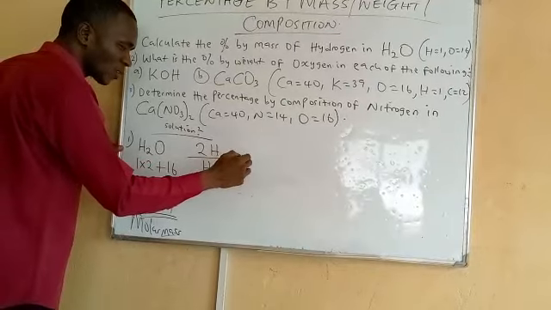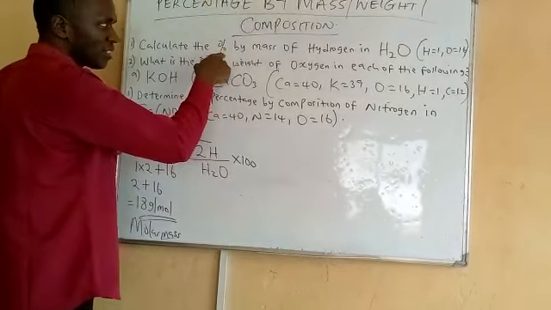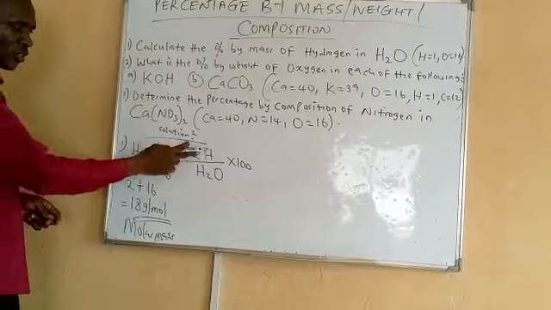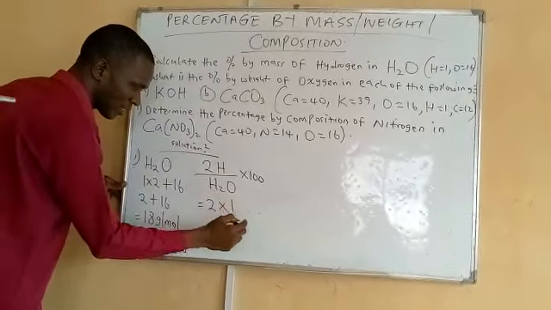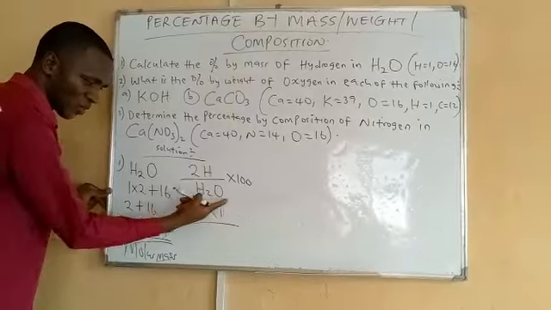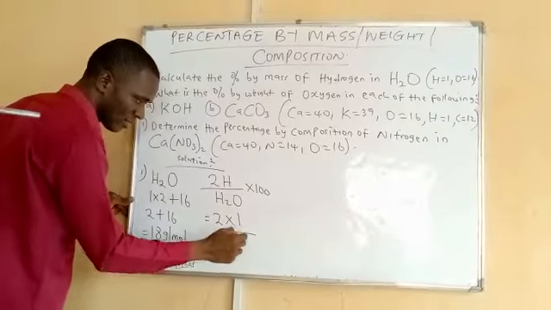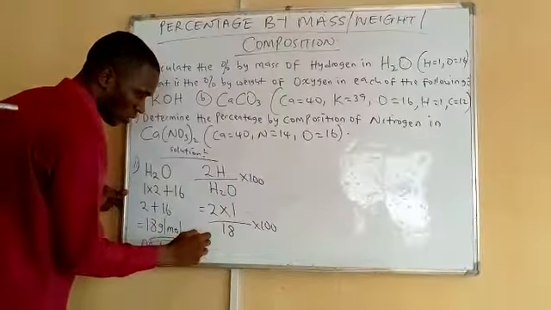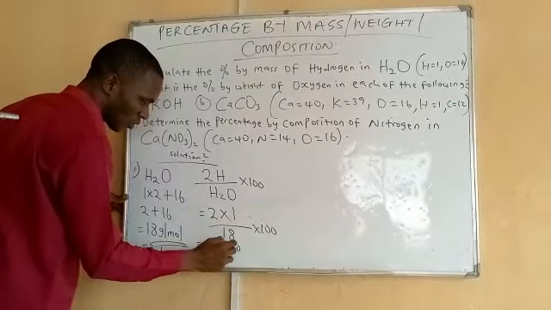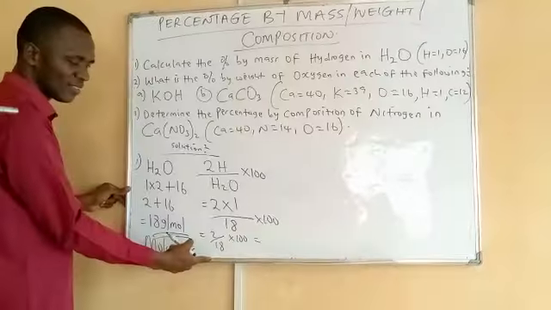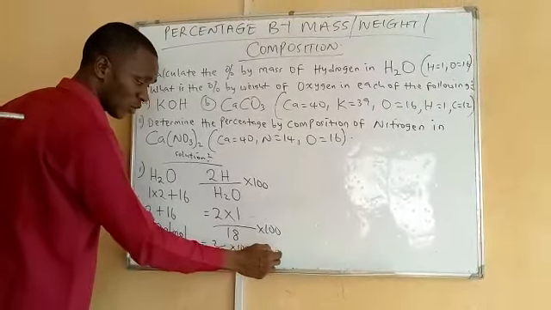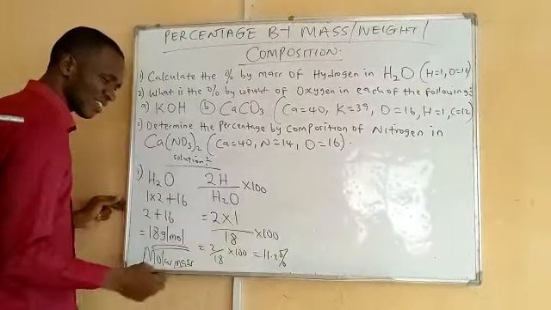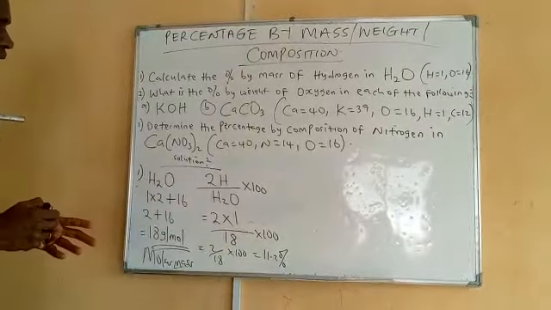So you now say 2 hydrogen divided by the whole of the compound, which is water. Then you multiply it with 100 because it has to do with percentage. Very simple, you say 2 multiplied by hydrogen is 1, all over the molar mass of water, which is 18, times 100. So that will be 2 over 18 times 100. You do 2 divided by 18, multiply with 100, whatever it gives to you. Maybe, for example, you have 11.2, you just say 11.2%. That is how to calculate percentage by mass.